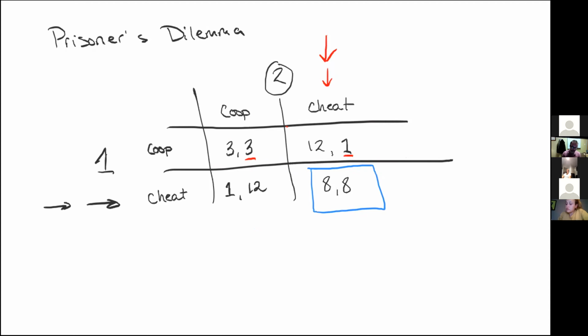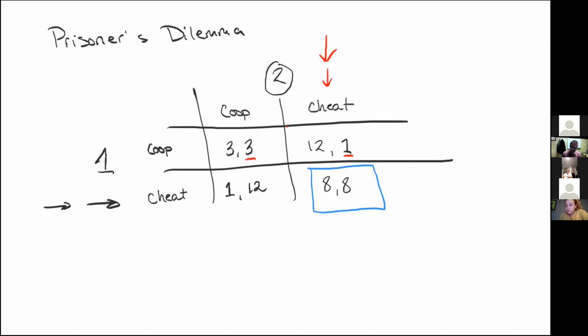If you're player one, you can move up and down, right? But if you did that, you'd spend more time in jail, and so you don't want to deviate from this strategy unless you have some kind of assurance that the other person is going to come along with you.